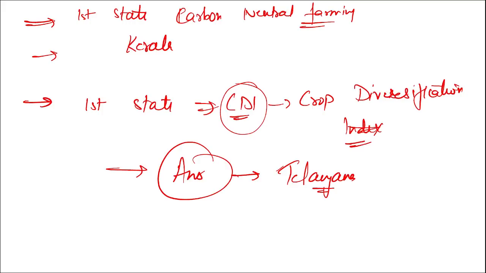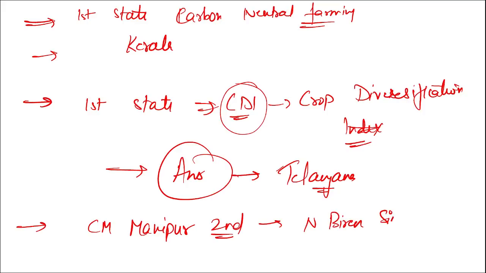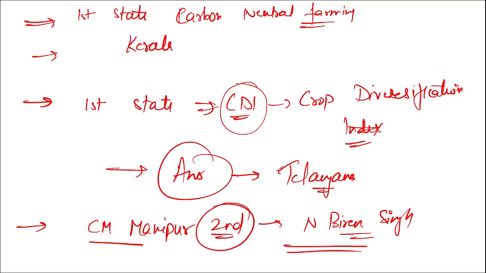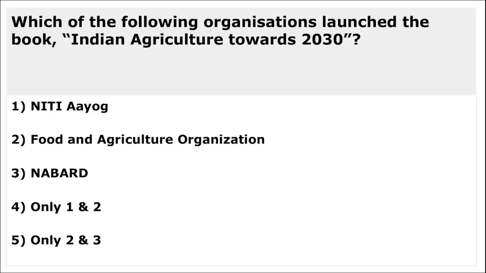All right. Apart from this, who has taken the oath as the chief minister of Manipur for the second consecutive term? He is N. Biren Singh. Biren Singh has taken the oath of chief minister for the second time, and he is N. Biren Singh. Next question. Which of the following organizations launched the book Indian Agriculture Towards 2030?